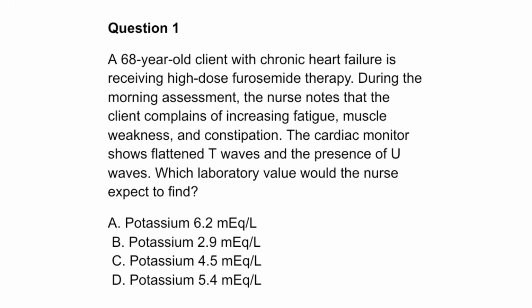A. Potassium 6.2 milliequivalents per liter. B. Potassium 2.9 milliequivalents per liter. C. Potassium 4.5 milliequivalents per liter. Or D. Potassium 5.4 milliequivalents per liter.